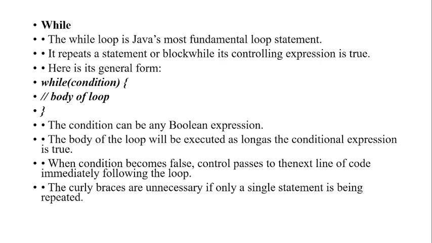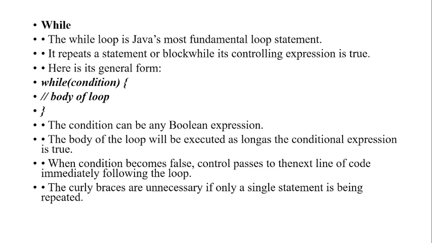Normally when you are using a for loop, we are using i++ as an increment or i-- as a decrement statement. In a while statement, while is also considered a fundamental looping statement. It repeats the statement or the block while the controlling expression is true, right? If the condition is true, then only the body of the loop will be executed. If it is false, automatically it will come out of the loop, right?